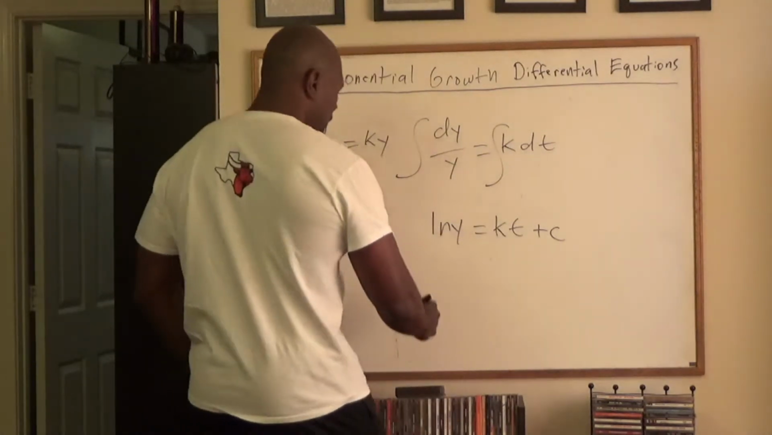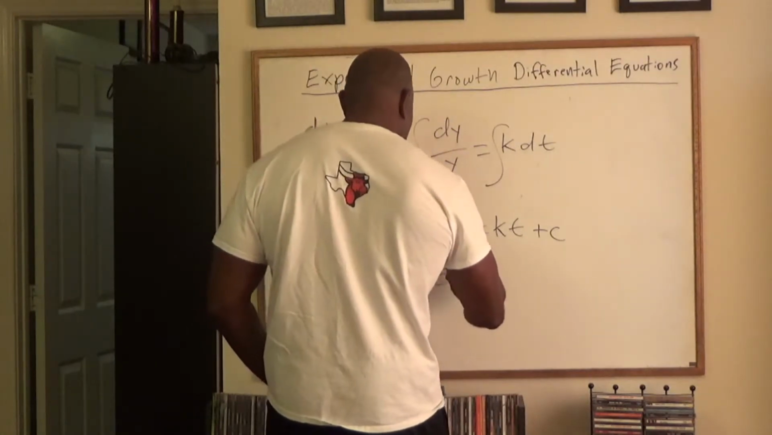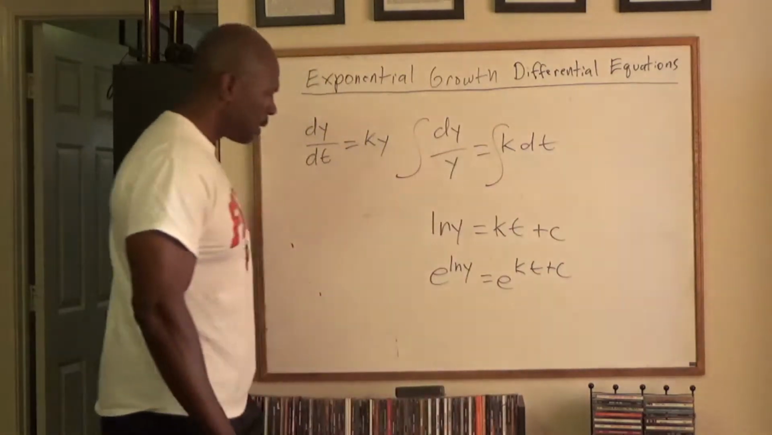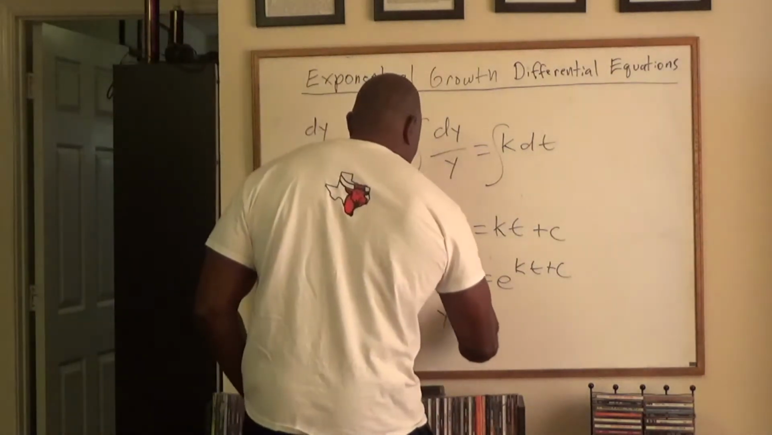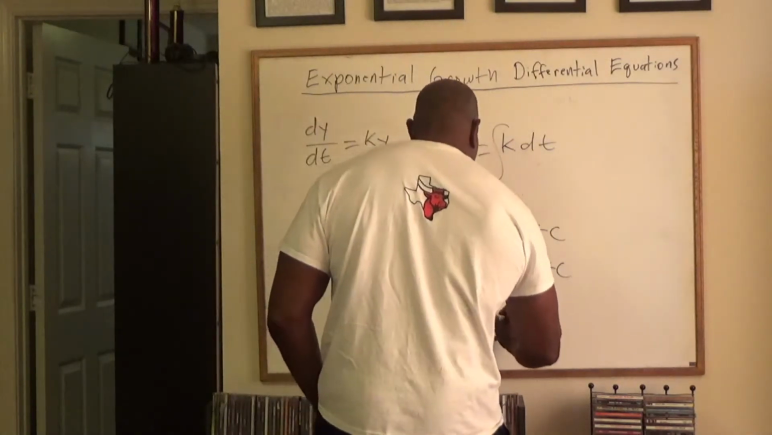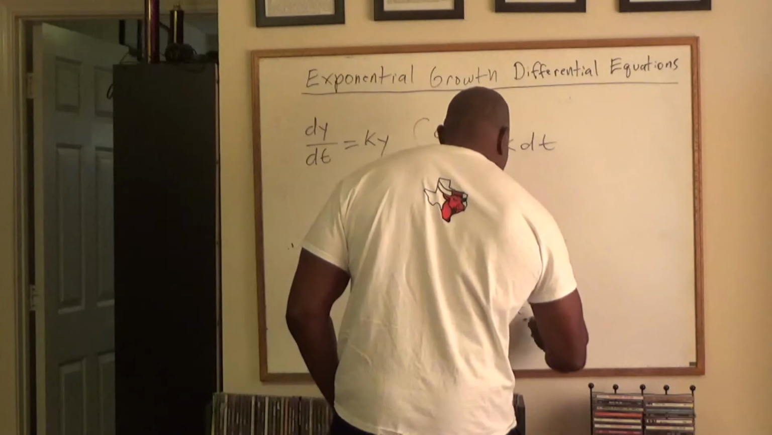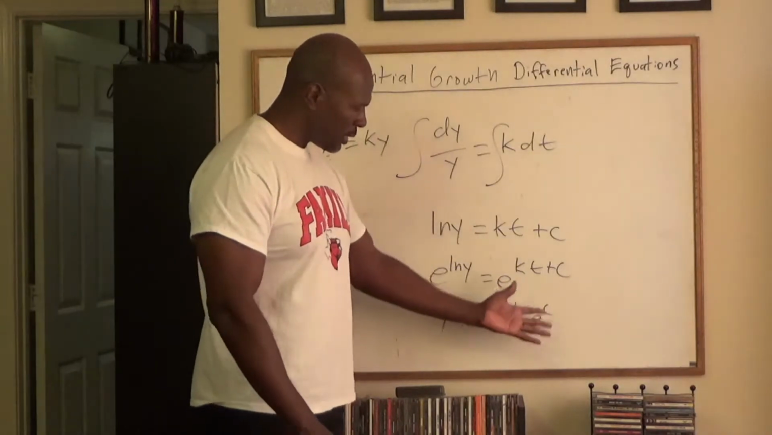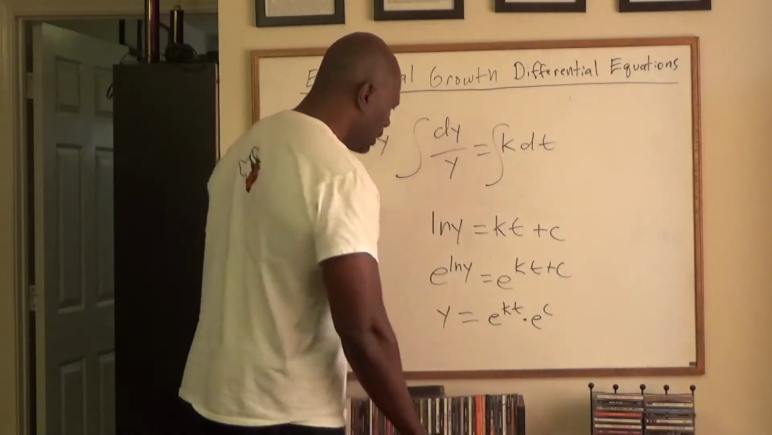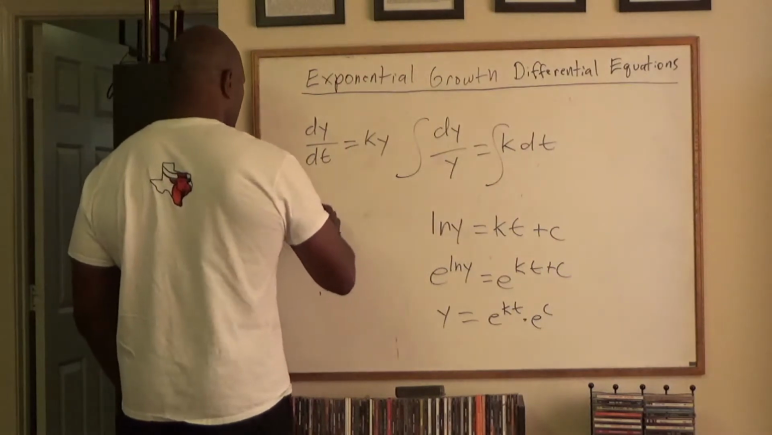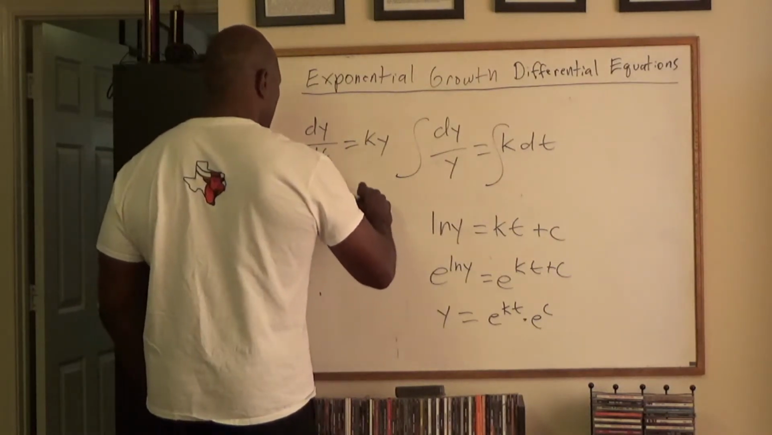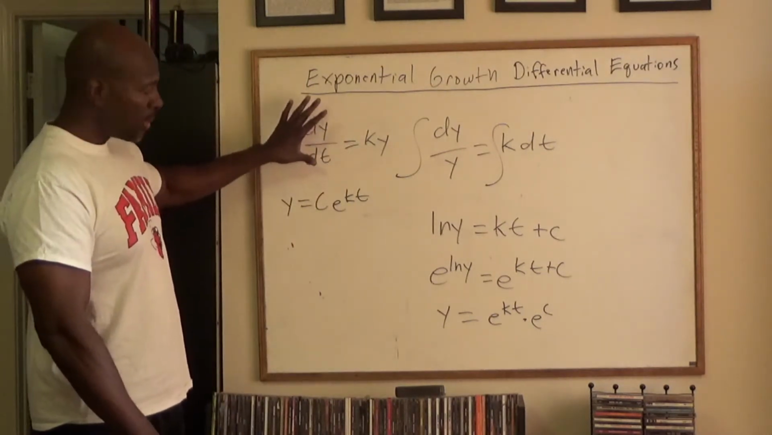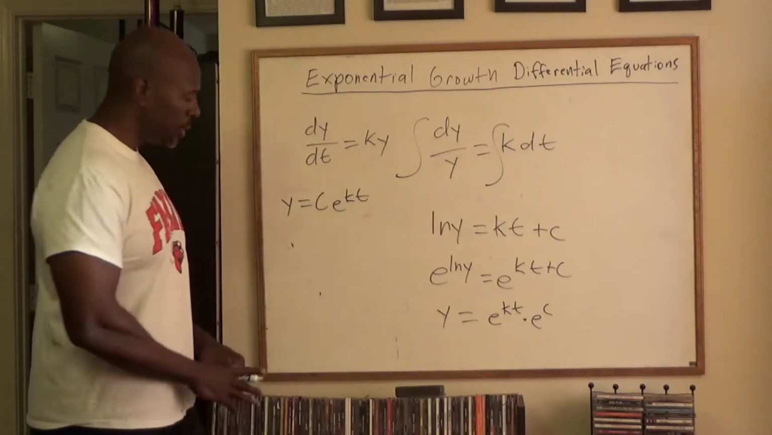And then if we were to solve it, we would make these exponents of e, and you have e to the ln y equals e to the power of kt plus c. Of course, e to the ln y is y. E to the kt plus c could be thought of as e to the kt times e to the power of c. And e to the power of c is just another constant, so you can call it c. And so our final solution would be c times e to the power of kt. So this is the exponential growth differential equation. This is its solution.